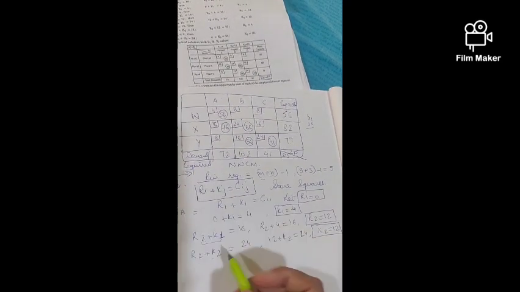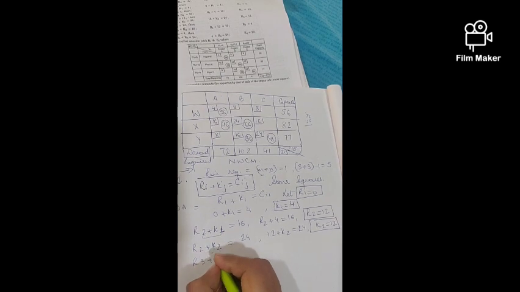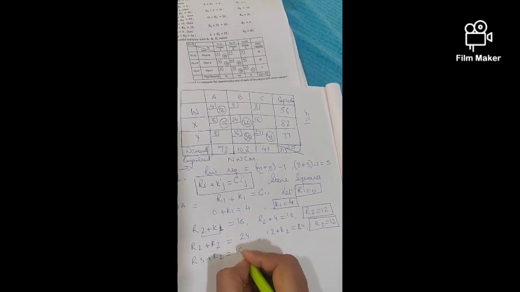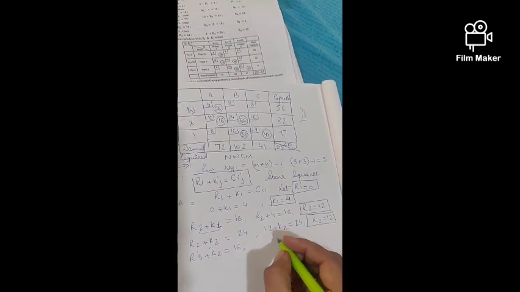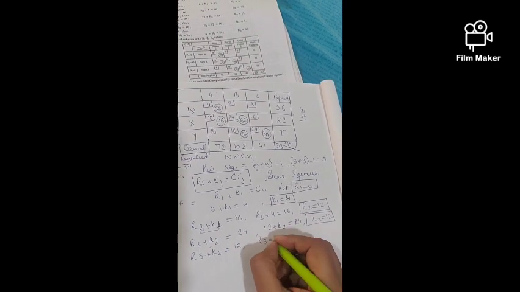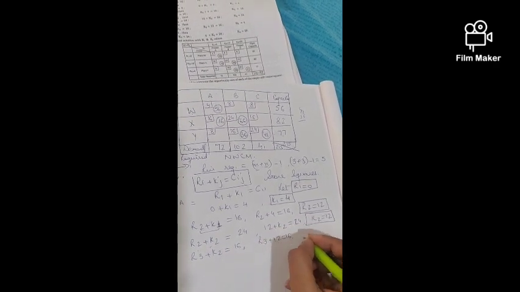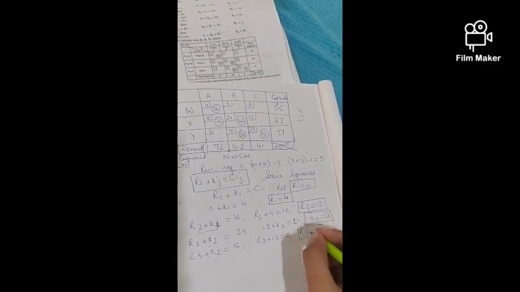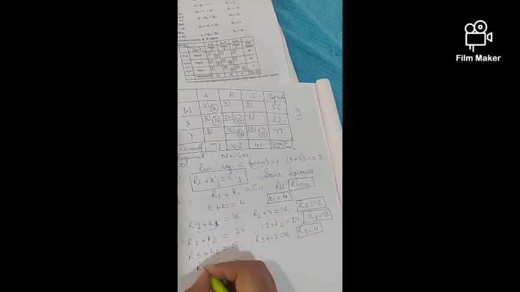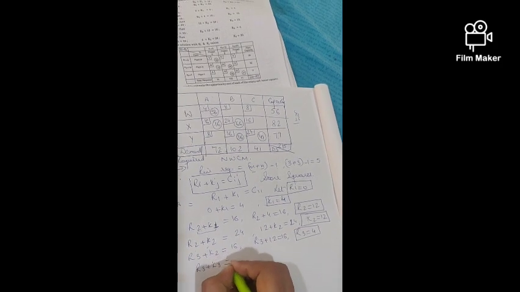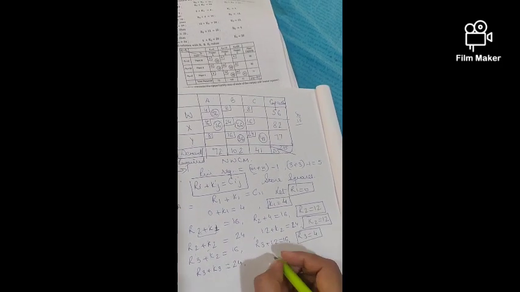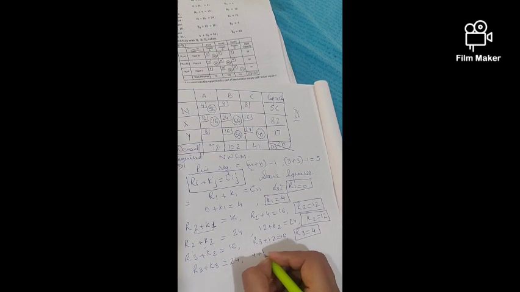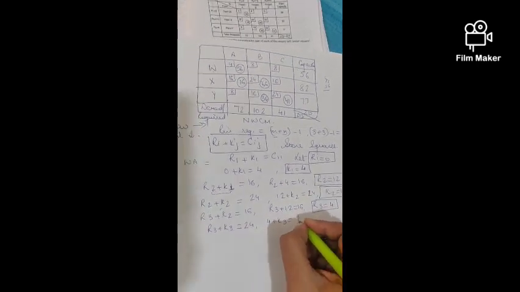Then third, R3 plus K2 is equals to 16. We already have that. R3 plus 12 is equals to 16. R3 is equals to 4. Next we have R3 plus K3 is equals to 24. 4 plus K3 is equals to 24. K3 is equals to 20.